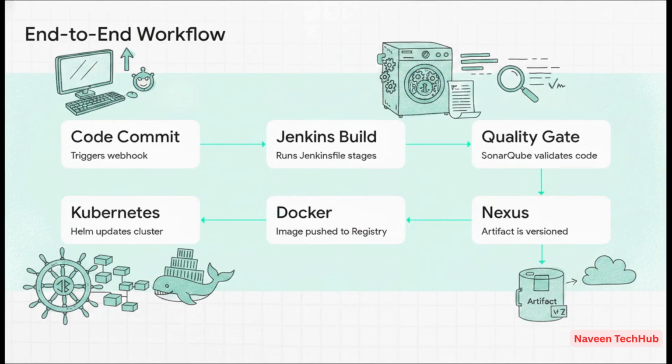All right, let's do one final end-to-end workflow recap. You'll want to memorize this unified sequence. 1. A developer commits code to Git, triggering a webhook. 2. Jenkins picks it up and runs the stages defined in the Jenkinsfile. 3. SonarQube scans the code and validates the quality gate. 4. The compiled artifact is versioned and stored securely in Nexus. 5. A Docker image is built and pushed to a registry. And finally, step 6, Helm updates the deployment on your production Kubernetes cluster. This right here is the absolute gold standard of automated software delivery.